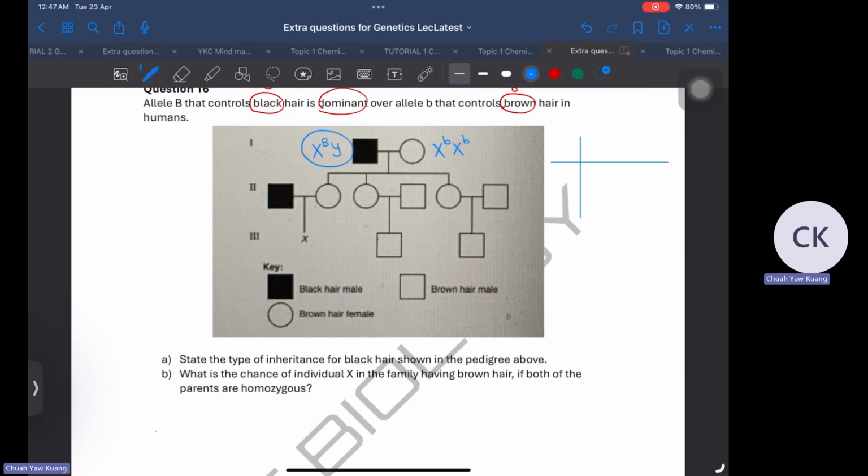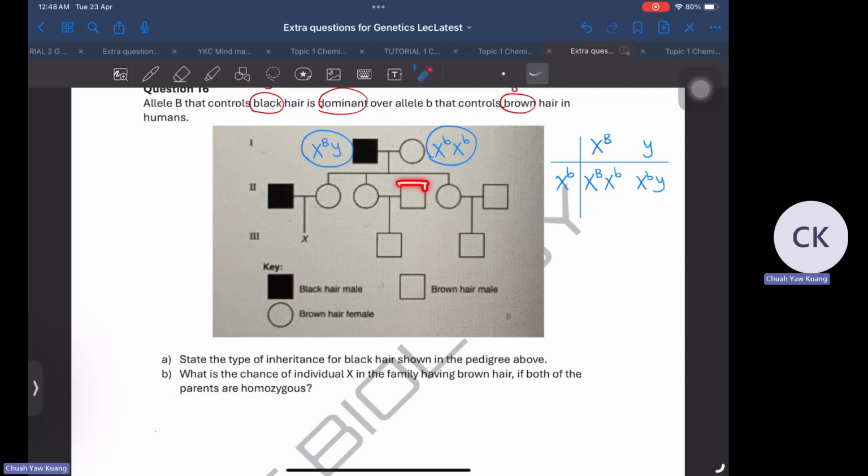this individual is going to produce two types of gametes, and this brown hair female is going to produce one type of gamete. After you do the cross, you will find out that if black hair is dominant and it is sex-linked, then the offspring produced by this pair of parents will be all females having black hair and all males having brown hair.